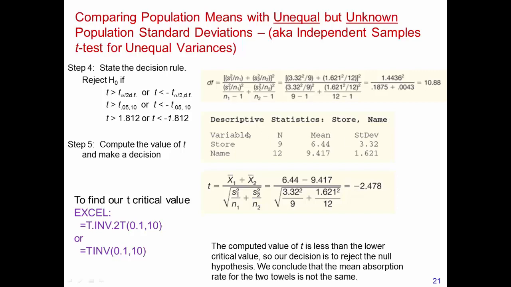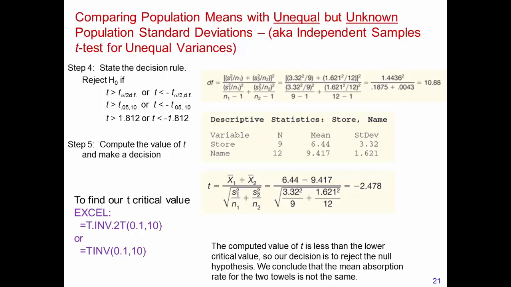Here we have our descriptive statistics that just provide the information for filling in our degrees of freedom formula and our calculations for the actual t-test statistic. We calculate out our independent samples, unequal and unknown population standard deviations t-test, using this formula here, and we determine that the test statistic is negative 2.478. And with all that's going on this page, do you remember what the t-critical value is?